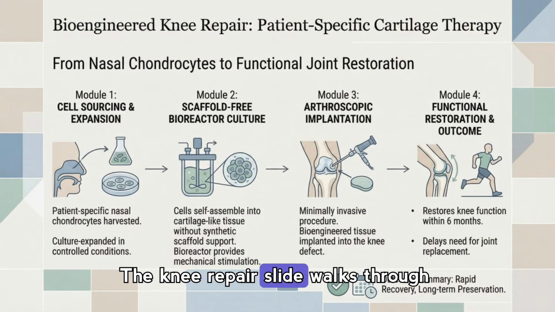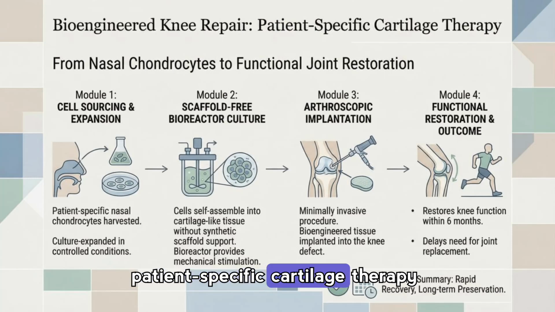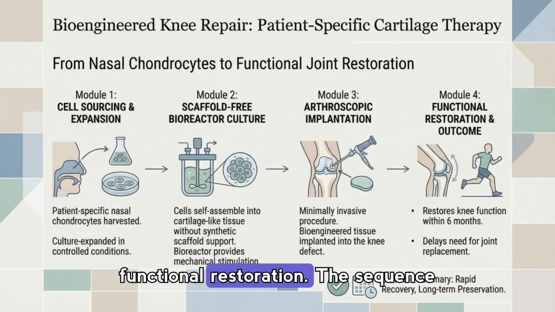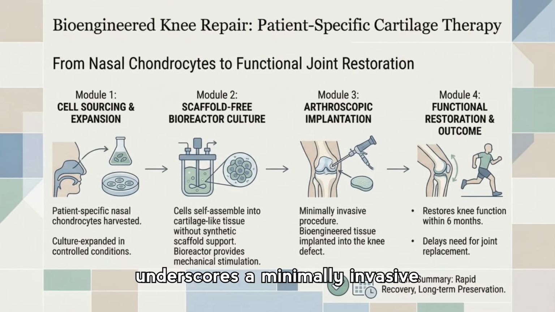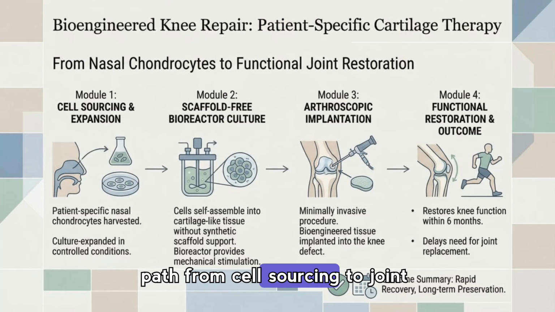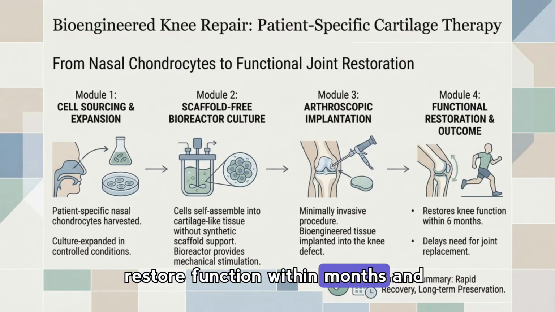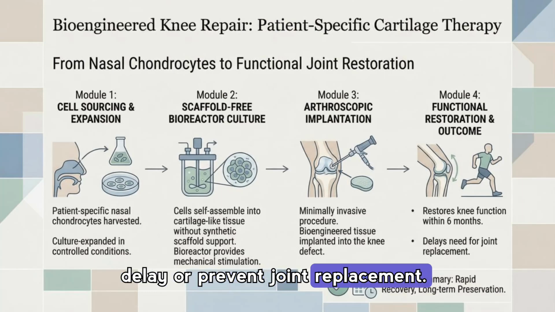The knee repair slide walks through patient-specific cartilage therapy using nasal chondrocytes, scaffold-free bioreactors, arthroscopic implantation, and functional restoration. The sequence underscores a minimally invasive path from cell sourcing to joint recovery, demonstrating how personalized tissue approaches can restore function within months and delay or prevent joint replacement.